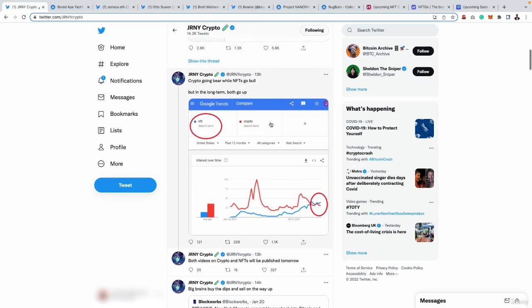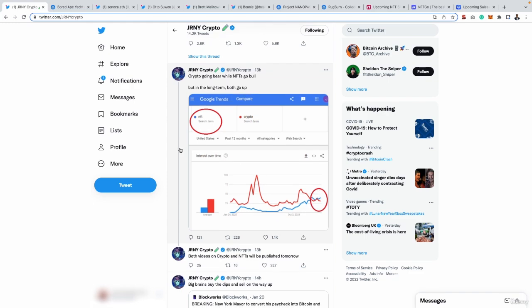For example, here's one he put out 13 hours ago. Crypto going bear while NFTs go bull. What that basically means is not that many people are talking about crypto at the moment. You can see the chart going down. However, a lot of people are searching for NFTs. And as you can see, the chart is going higher and higher and higher. So really good insights this guy is putting out.